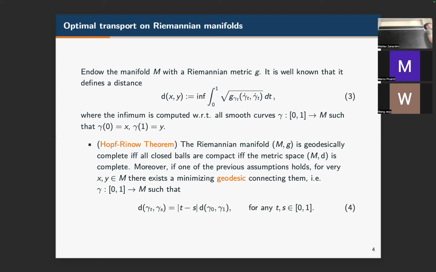And moreover, one can prove that it satisfies condition 4. That is to say, if you compute the distance along the curve, this happens to be affine in some way. The distance from gamma t to gamma s is |t minus s| times the distance between the given endpoints, for any t and s. Okay, are there some questions?